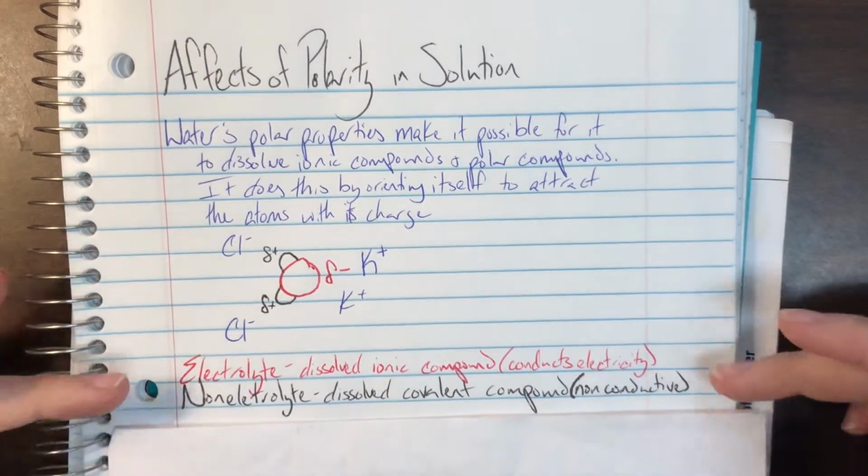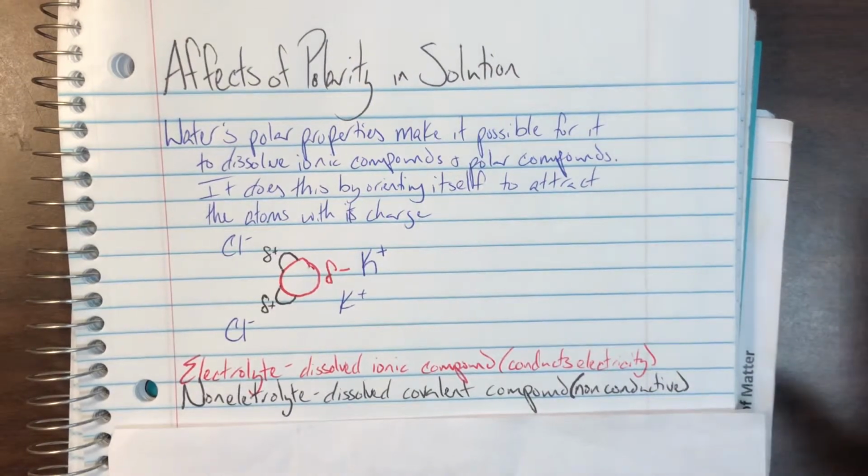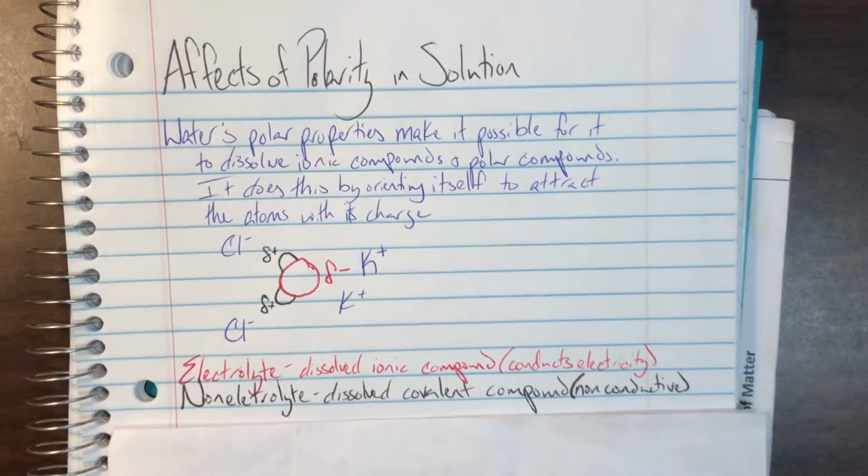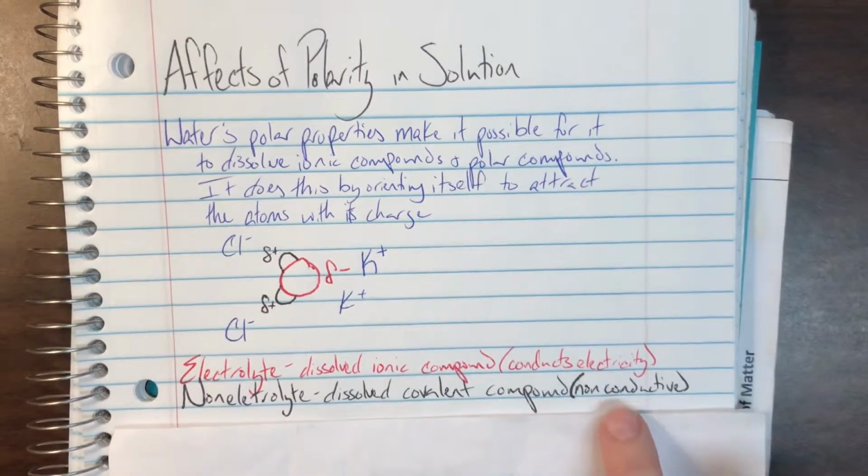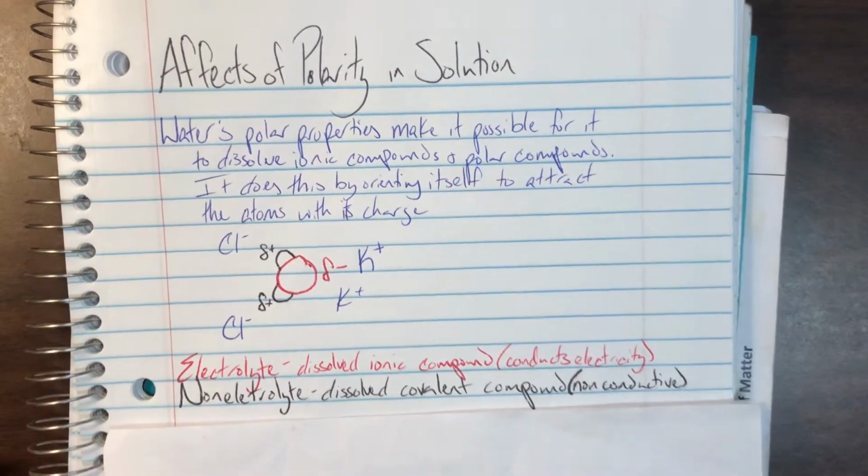Now the difference mainly here is going to be the difference between ionics and covalents. Ionic compounds have those full positives and full negatives. Covalent compounds do not, and therefore they are bad at conducting electricity, so they are non-conductive, and so they are a non-electrolyte.